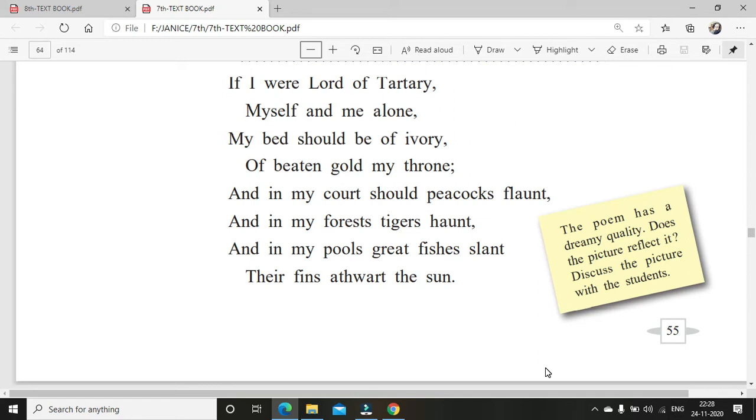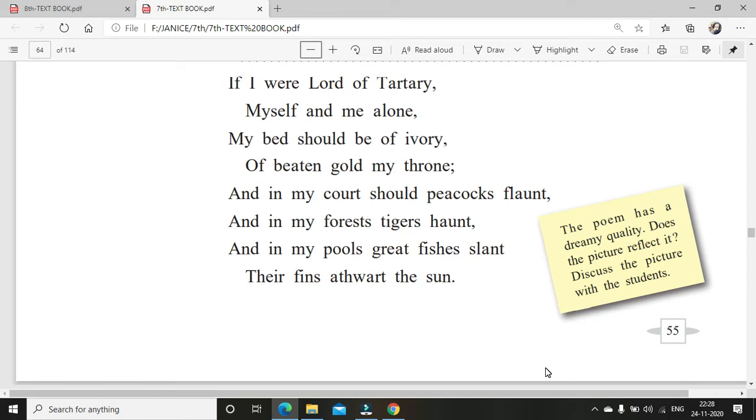My bed should be of ivory. Now, what is ivory? Ivory is made of the elephant's tusk. Yes, so his bed will be of ivory. It's very costly. Of beaten gold, my throne. What is beaten gold? The gold that is hammered and made flat into long strips. And in my coat should peacocks flaunt. Flaunt means show off. So he's saying, in my coat, I will have peacocks walking around very proudly.